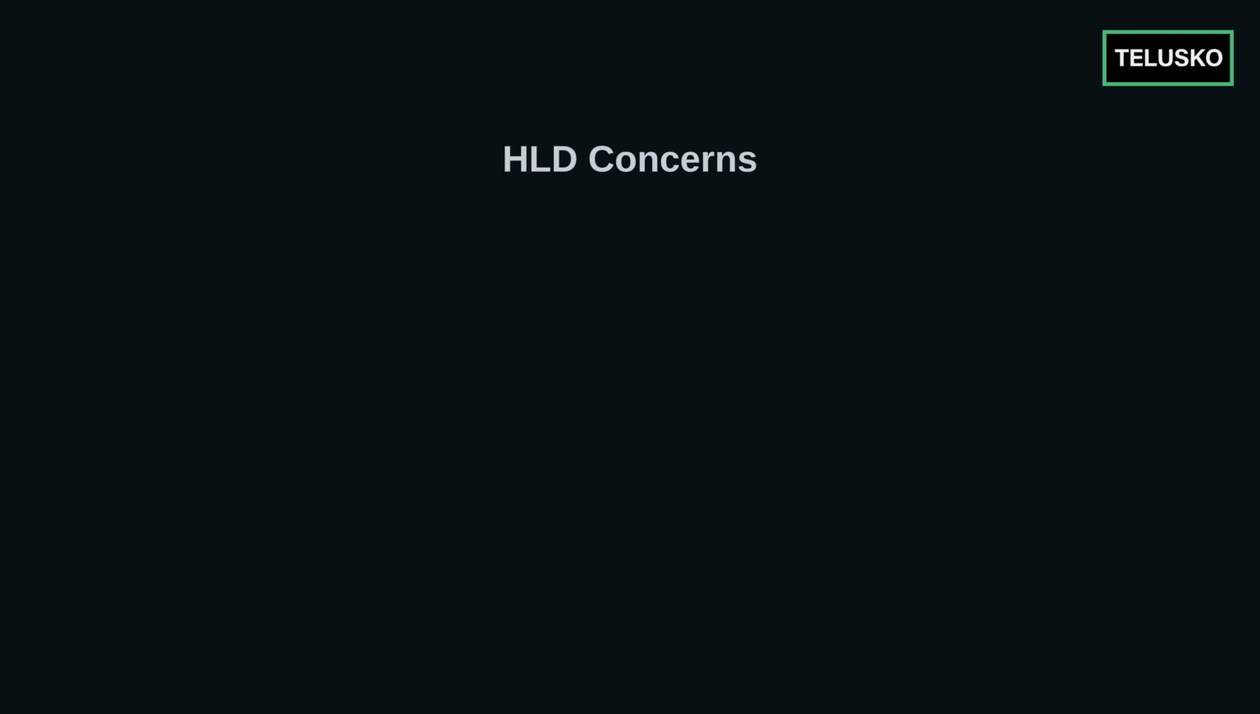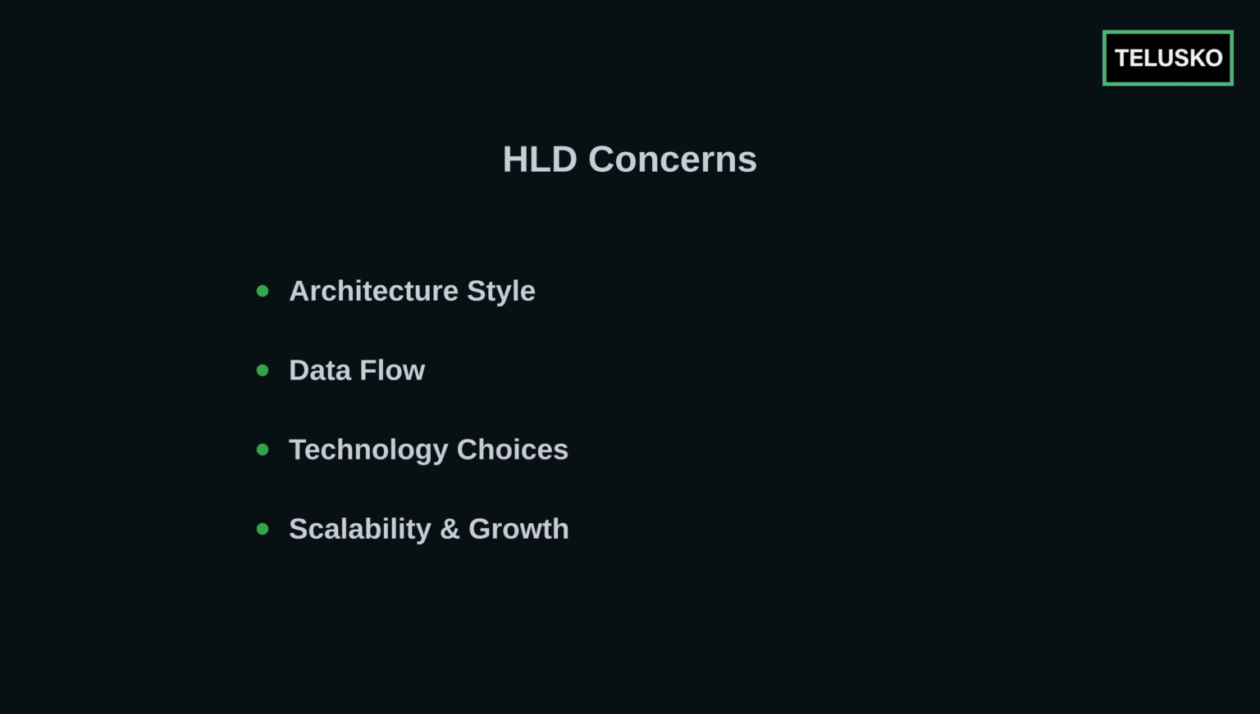When you sit down to draft high-level design, you focus on four main architectural concerns. You choose the overall architecture style, plan how data flows between major modules, decide which backend technologies fit best, and design for horizontal scalability so the system handles massive user growth.